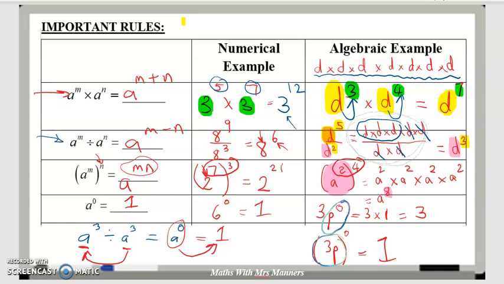I hope this video makes sense. It's a quick recap of all those important index law rules from Year 8 that you need to know. In our next video, I'm going to take you through 4 questions where we actually apply them at more of a maybe Year 9, Year 10 level, but it is really Year 8 work.